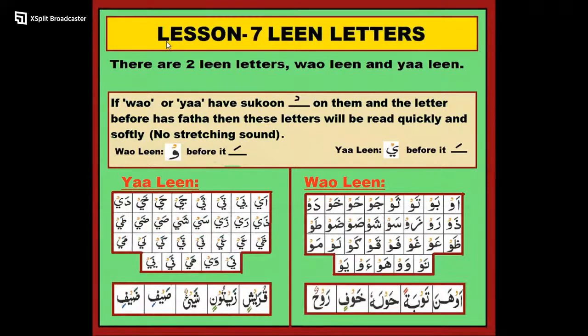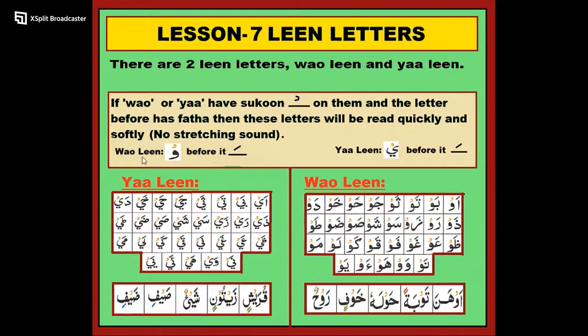Inshallah, today we are practicing lesson number 7, where we will practice about lean letters. So remember, there are two lean letters, waw lean and ya lean. So if waw or ya have sukoon on them and the letter before has fatha, then these letters will be read quickly and softly. So there is no stretching sound.